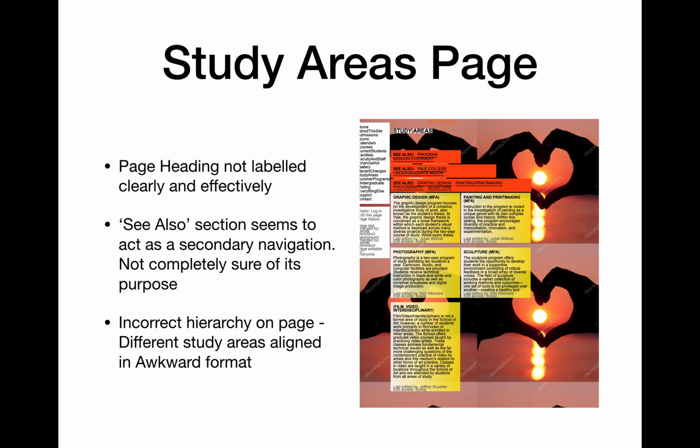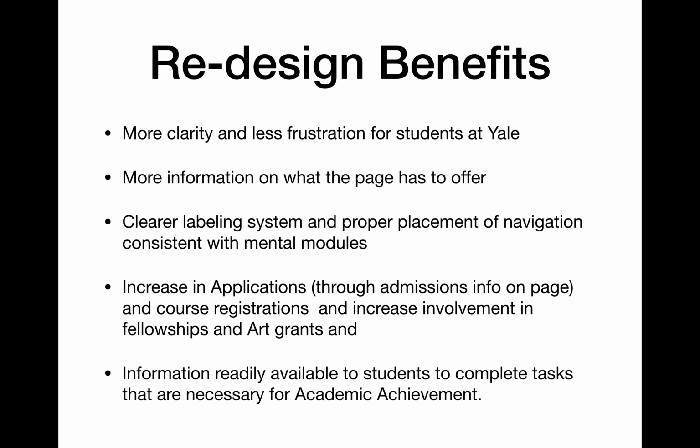And the study areas page was the second page that I wanted to go into detail on. There's a page heading which is not labeled clearly and effectively. It doesn't stand out. The See Also section seems to act as a secondary nav, and I'm not completely sure of its purpose. There's also an incorrect hierarchy on this page. The different study areas are aligned in an awkward format, almost acting as an A versus B situation instead of a long listing, which could also render it confusing.